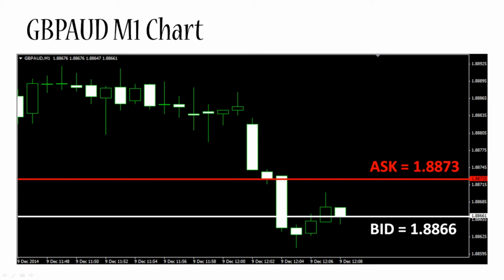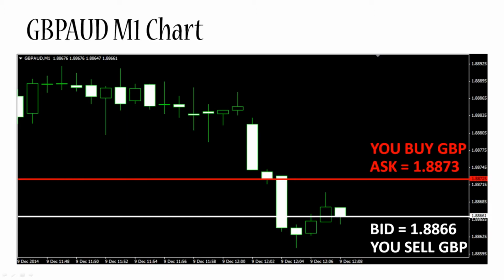So if you want to buy British pounds, then you will be using the ask price. And this means that for every 1 British pound, you would have to pay 1.8873 Australian dollars. Now, if you want to sell British pounds, then you would be using the bid price. And for every 1 British pound, you would get 1.8866 Australian dollars. So as you can see, you're always paying more to buy than you're getting when you're selling. And that's the principle of the Forex market.